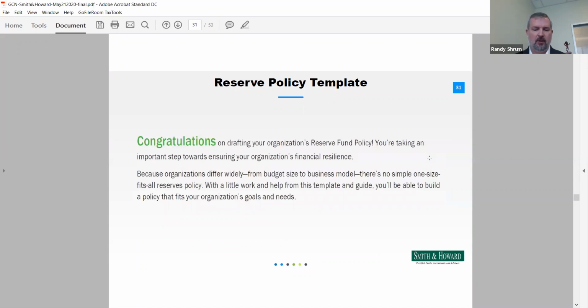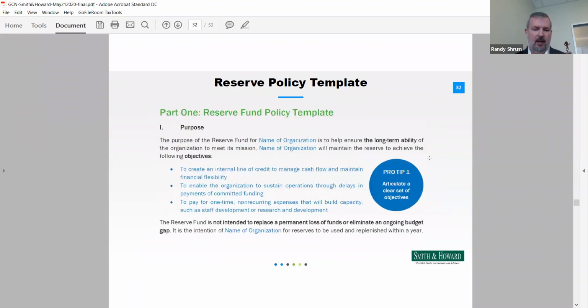This is just going to be a blueprint for your organization's policy. And you'll need to customize, at a minimum, the sections written here in light blue. So I'm going to walk through, there's actually eight pro tips that they call them within the template. Tip number one, reflect on why your organization needs an operating reserve and identify a few clear objectives. This policy here actually has a few to kind of consider as a starting point.